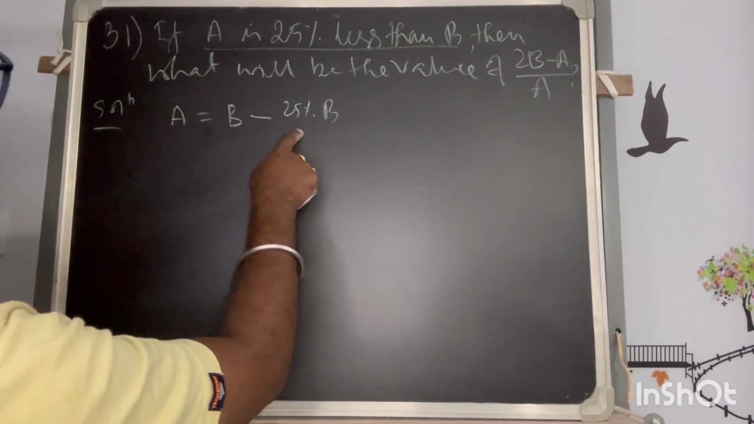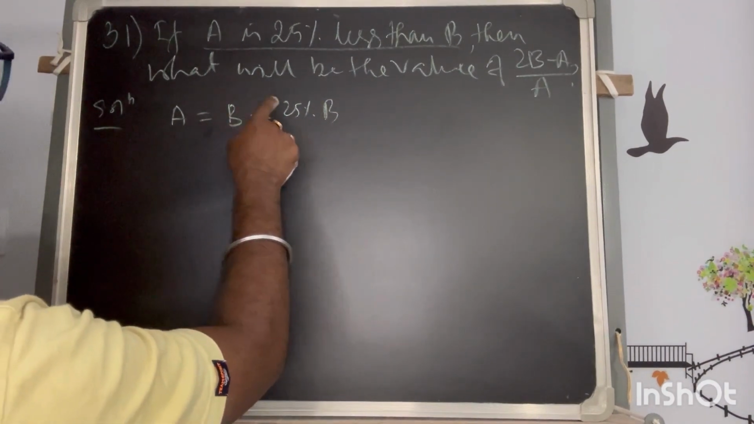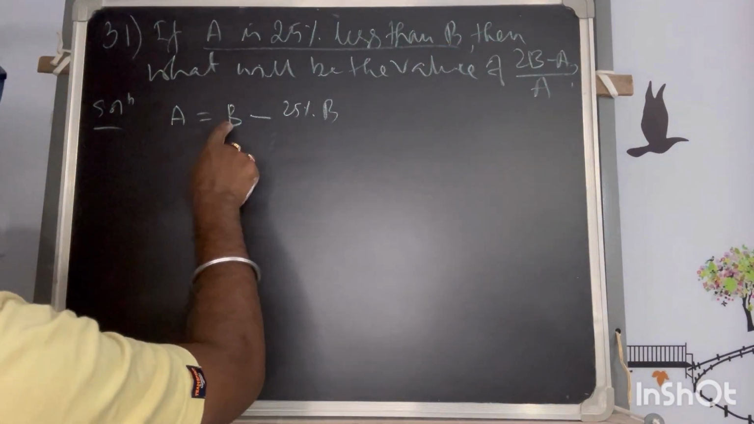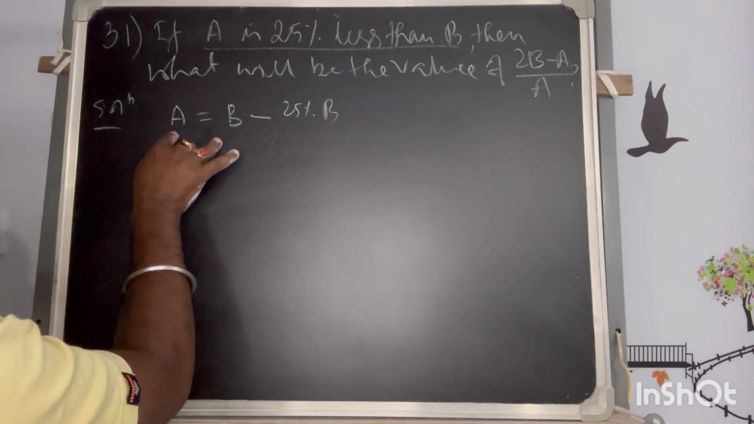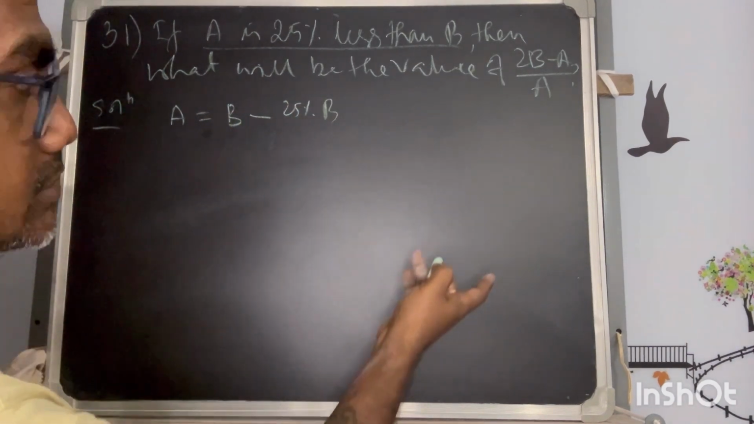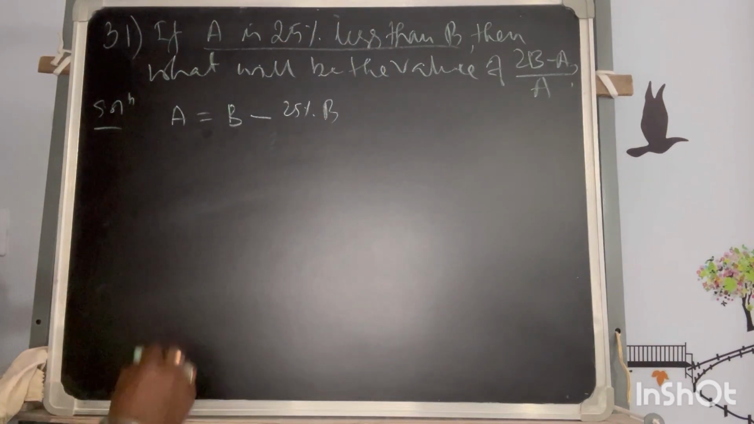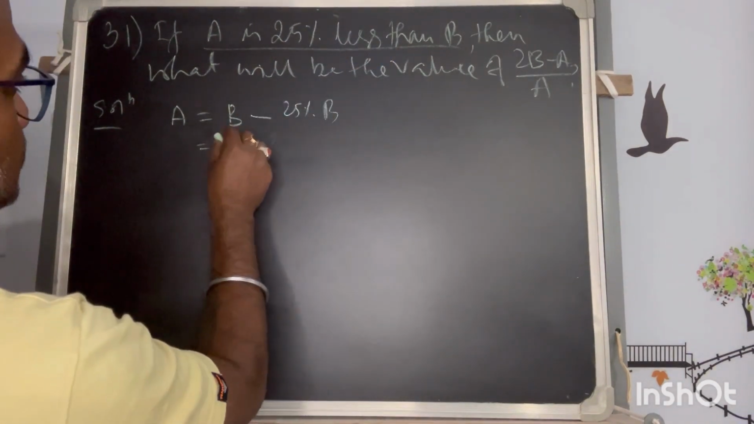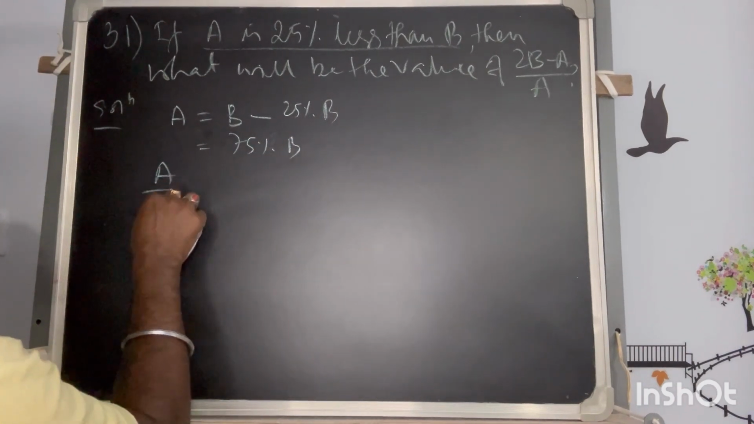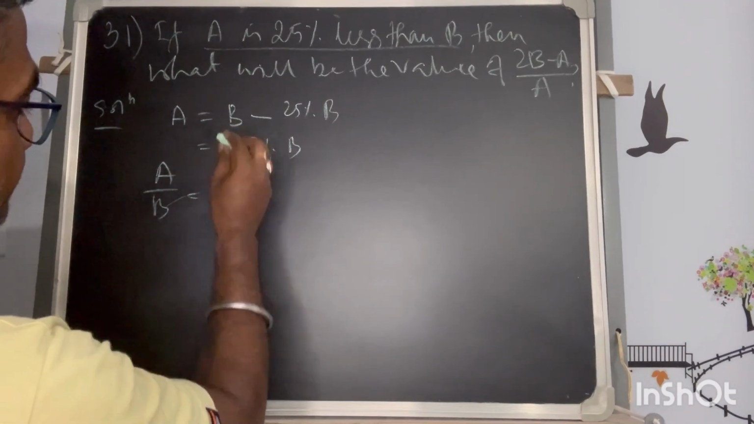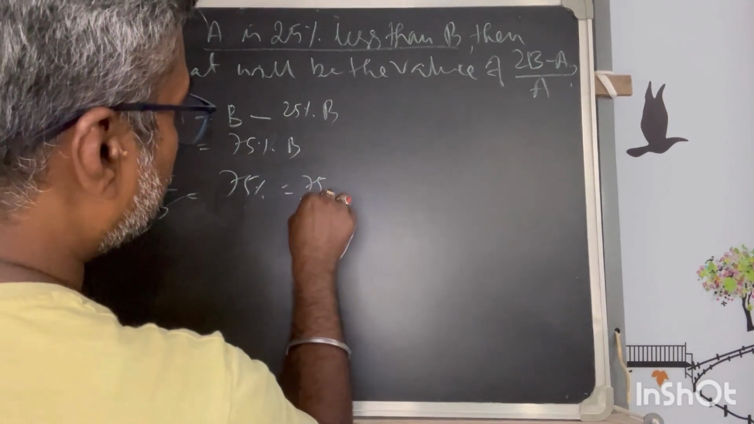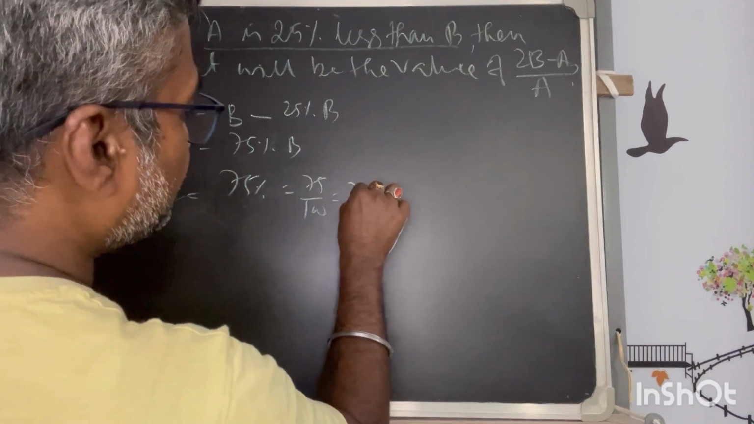A is 25% less than B. So B minus 25% of what? 25% less than B. So A is less. How much? From B it is 25% less. So this is what the statement is saying: this is 75% of B. So A by B is how much? 75%, that is 75 upon 100. So this is 3 by 4.